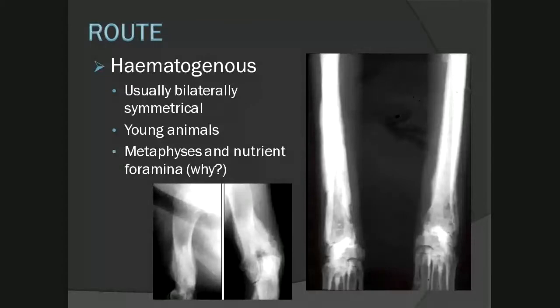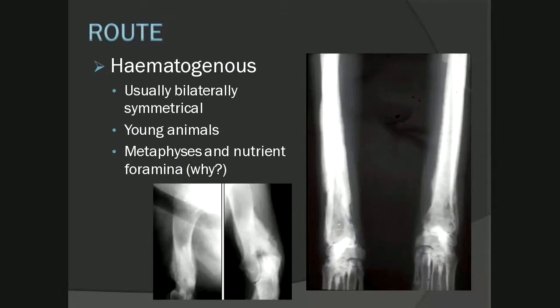Osteomyelitis may spread or occur via several routes, and hematogenous is the first one we'll be looking at. Generally, the findings are bilaterally symmetrical, and it occurs most commonly in young animals. The metaphyses and the nutrient foramina are most commonly affected, and we'll discuss that on the next slide. Hematogenous spread may help spread bacterial, fungal, or protozoal underlying causes.